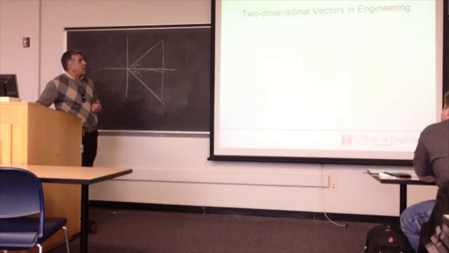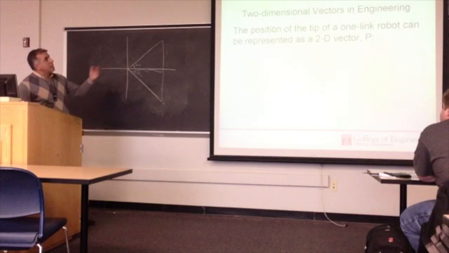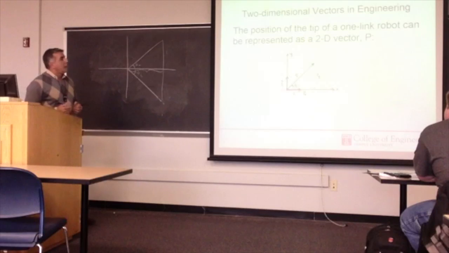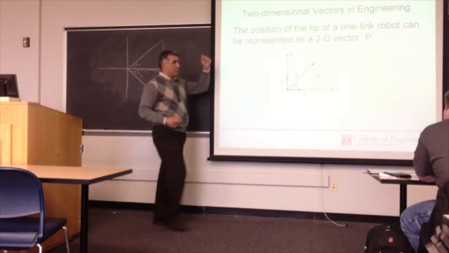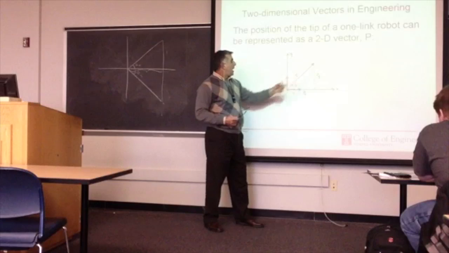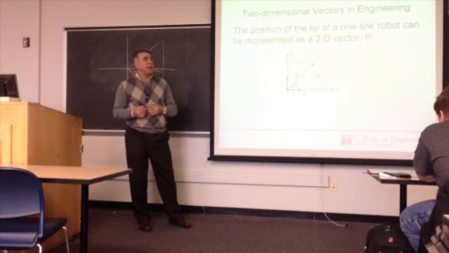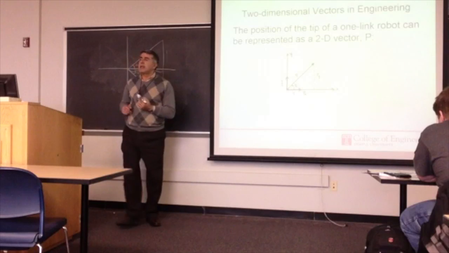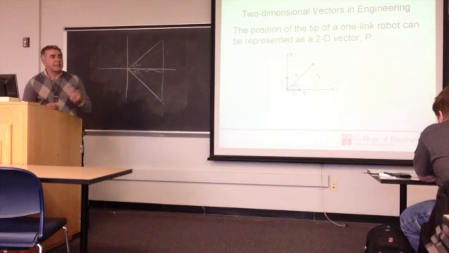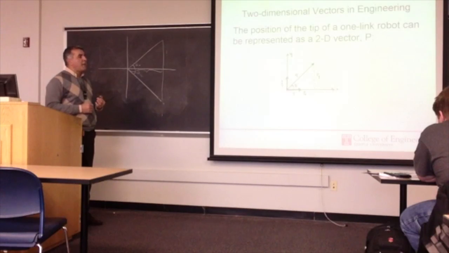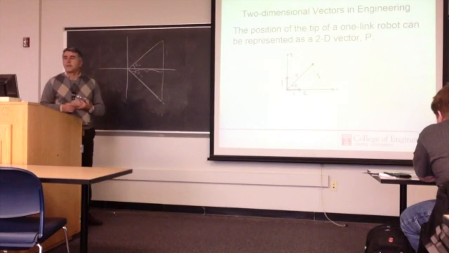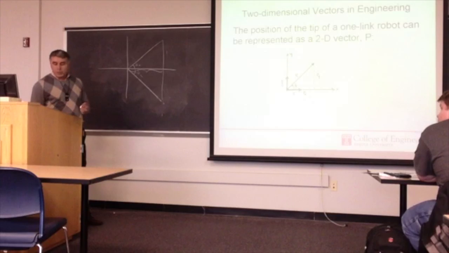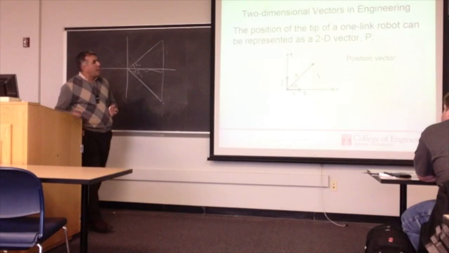So let's look at two-dimensional vectors. The easiest one is to look at the tip of a one-link robot, which can be represented by a point P. Same robot that we have, moving by theta, and then we want to represent it in a vector format. The vector P that represents the tip of that robot must have a magnitude and must have a direction. So we cannot just say x and y. We want to see how we can describe a position vector.